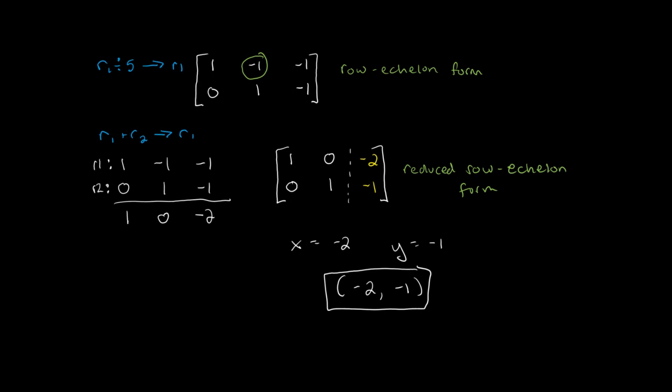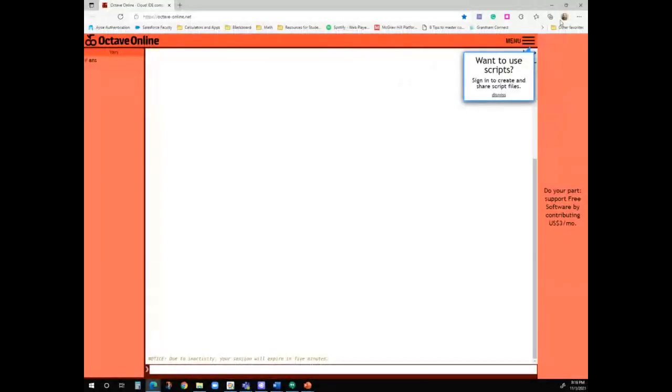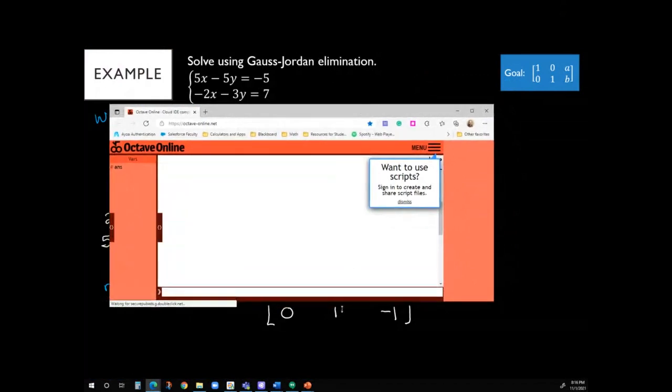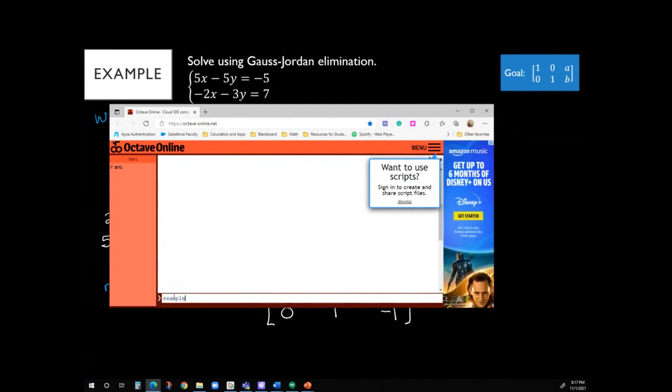And now I'm going to bring up the Octave to show you how you can check your answer here. So we're writing our answer in this little matrix here. You can call it whatever you want. You can call it A, B, C, example 1. Like I can literally just type example 1, whatever you want to call it.